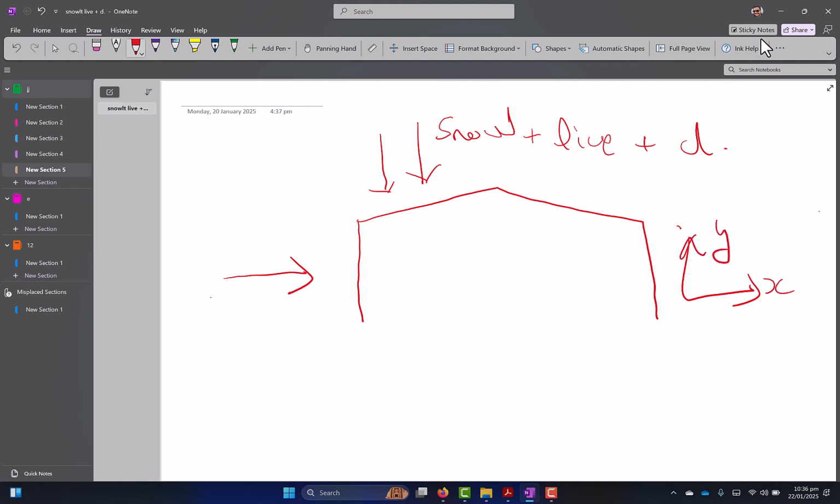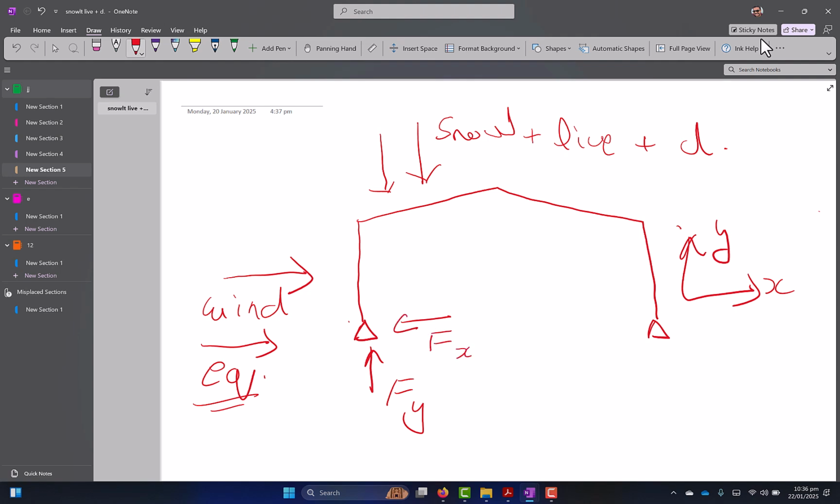So in x we have wind and very negligible earthquake, which most engineers actually ignore. These are pin supported. When they are pin supported, this means that they can only resist Fy and Fx. Since they are planar structures, they are plane frames, so there is no force in the z direction. That's the assumption of the design of this pre-engineered building.